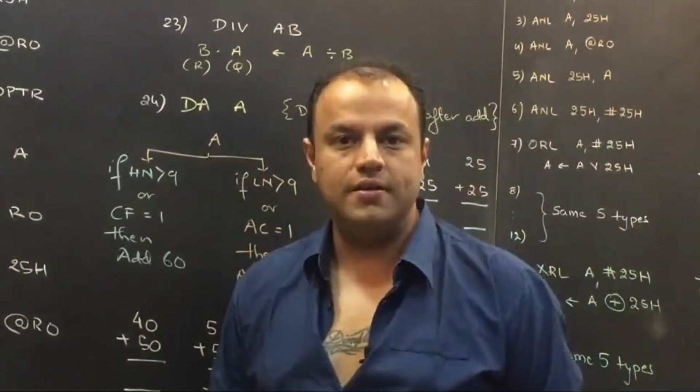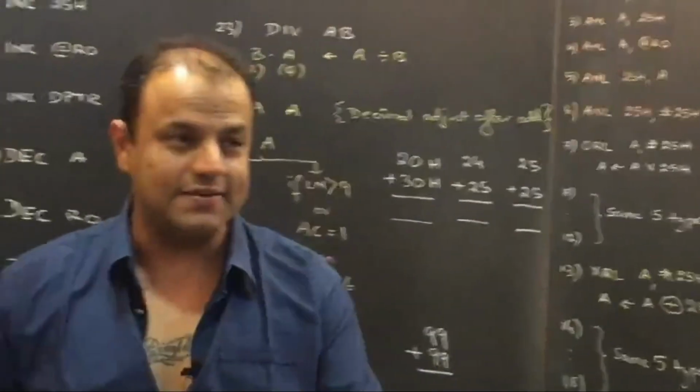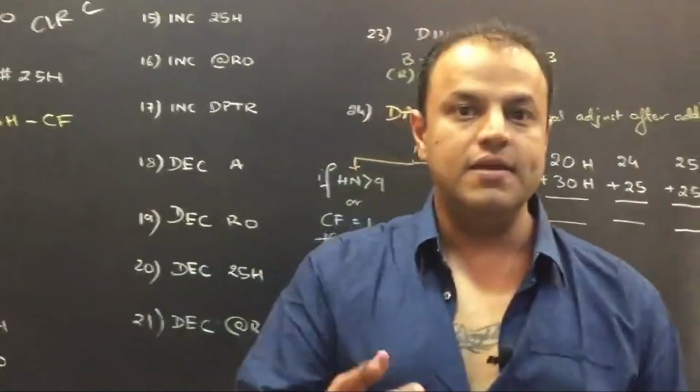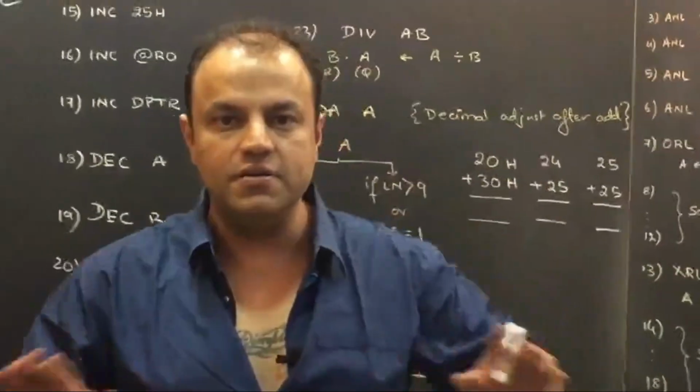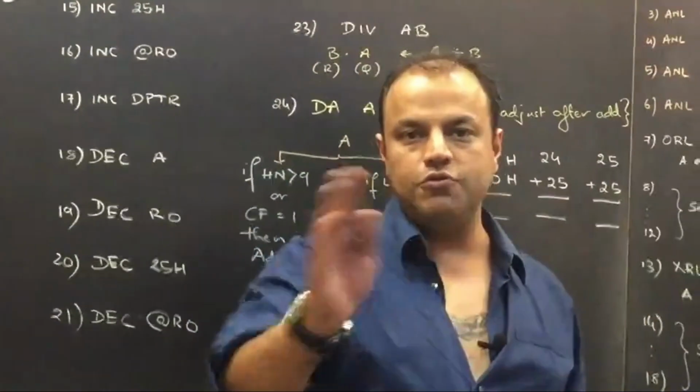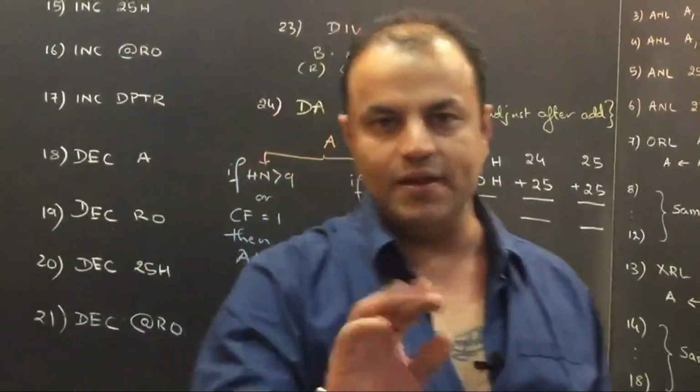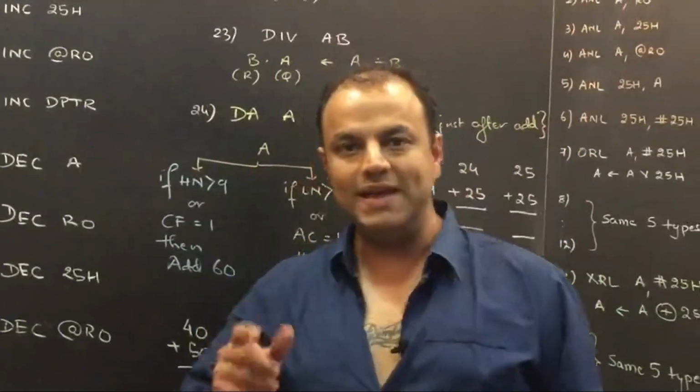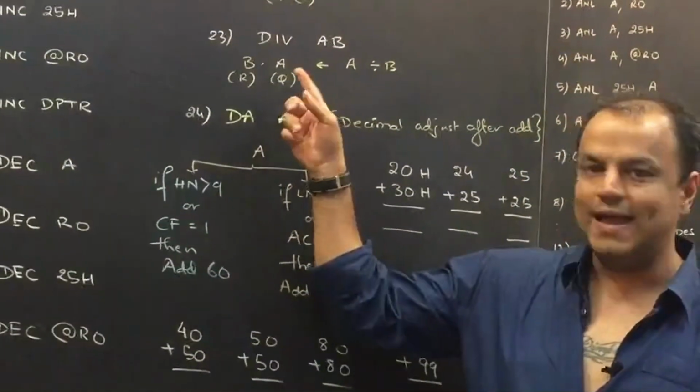Now, it will give you a quotient and a remainder, not a fraction. Like 7 divided by 2 will not give you 3.5. 3.5 is called a floating point number. 8051 doesn't work with floating point numbers. So it will give you 3 as a quotient, 1 as the remainder. Both of them will be 8 bits, so they'll be stored in A and B.